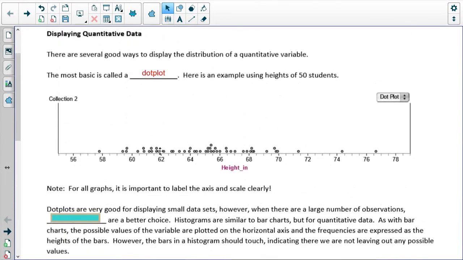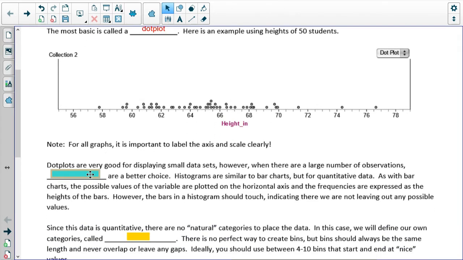However, it's very clear that this is kind of annoying. You probably don't want to do this by hand. There's 50 dots on here. So we probably don't want to spend a whole lot of time doing dot plots for anything that's bigger than 10, 12, 15, maybe even 20 data points. We probably want to go to something else.